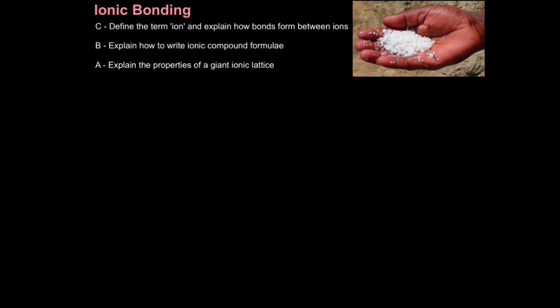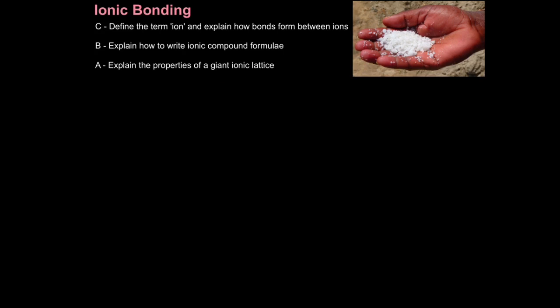In this chemistry tutorial, we're going to look at ionic bonding. The first aim is to define the term ion and explain how bonds form between ions, then explain how to write ionic compound formulae, and then finally explain the properties of a giant ionic lattice.